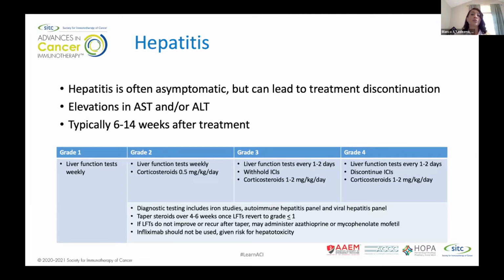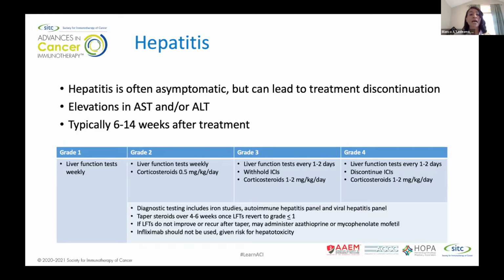And we want to ensure that once a patient recovers to a grade 1 or less, that we do taper them over 4 to 6 weeks. And this is going to be so critical, that we do this slow taper. If we do taper them too quickly, then they can rebound. So this is so important that we do this slowly.